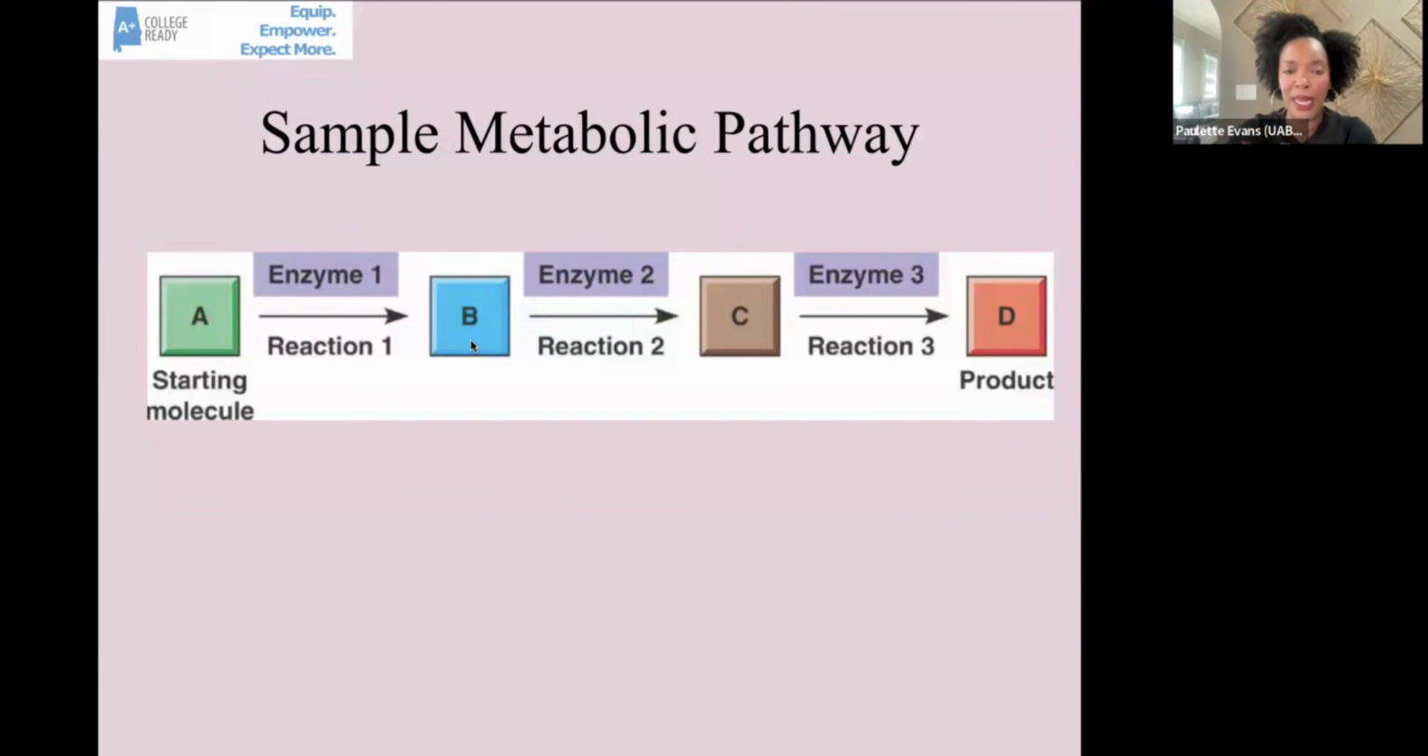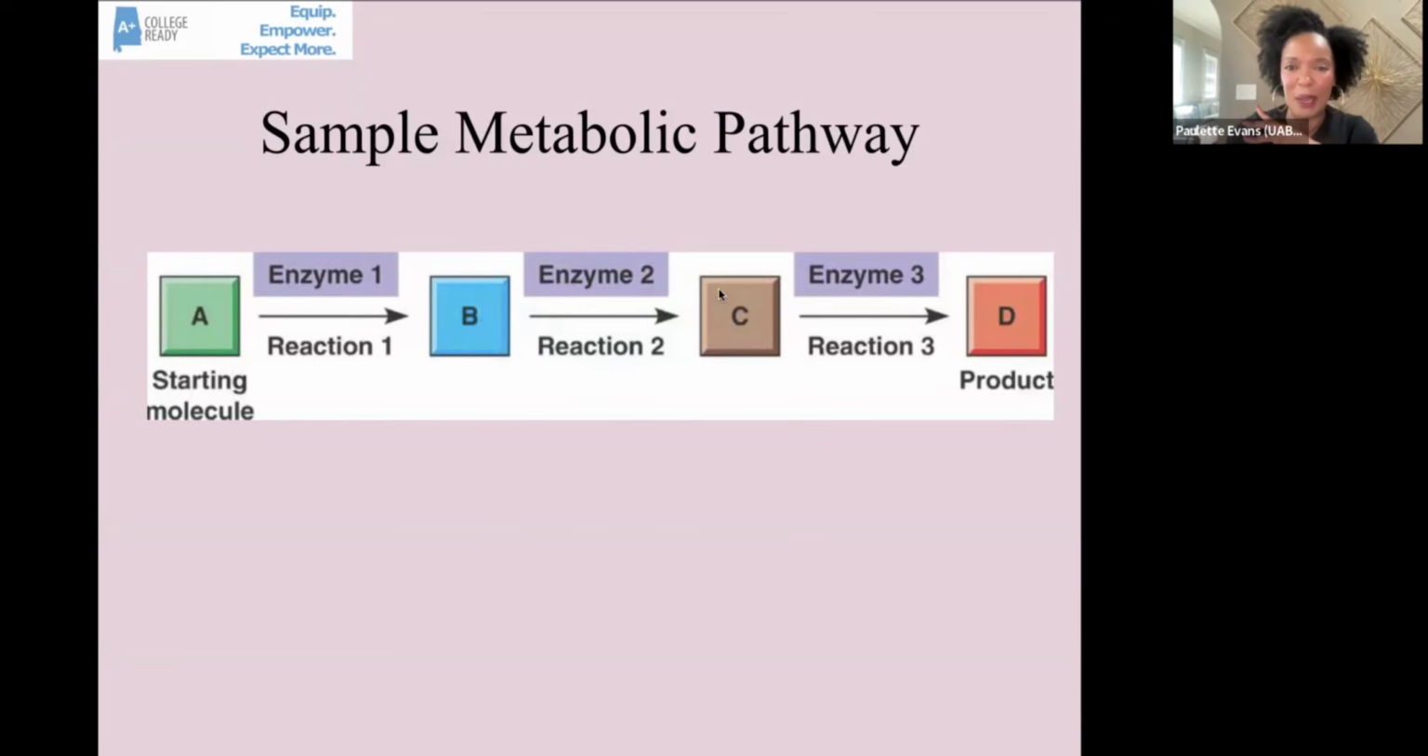Notice here that product B now is serving as the reactant for reaction 2. So what was product B is now reactant B. B is going to fit into the active site of enzyme 2. And then what's going to come out of enzyme 2? I'm going to let you guess.